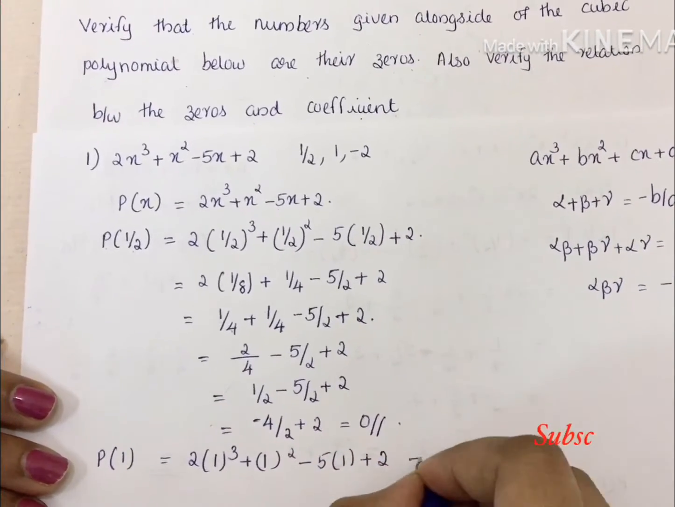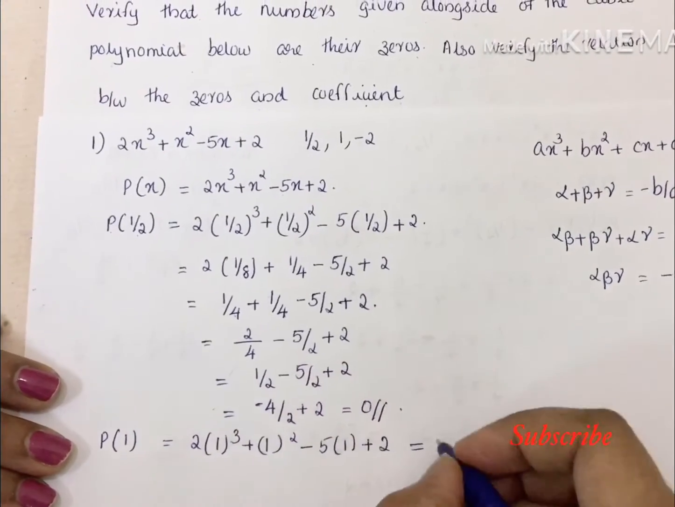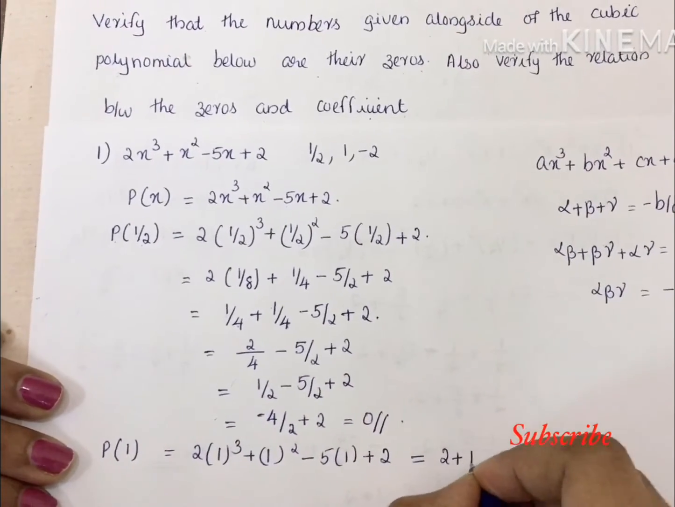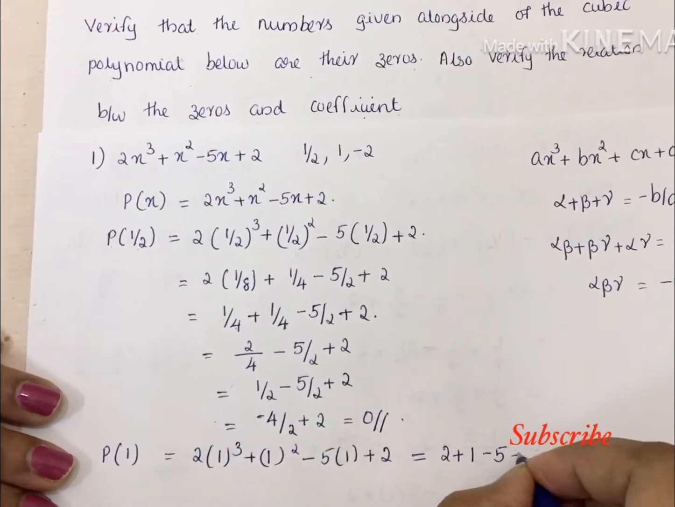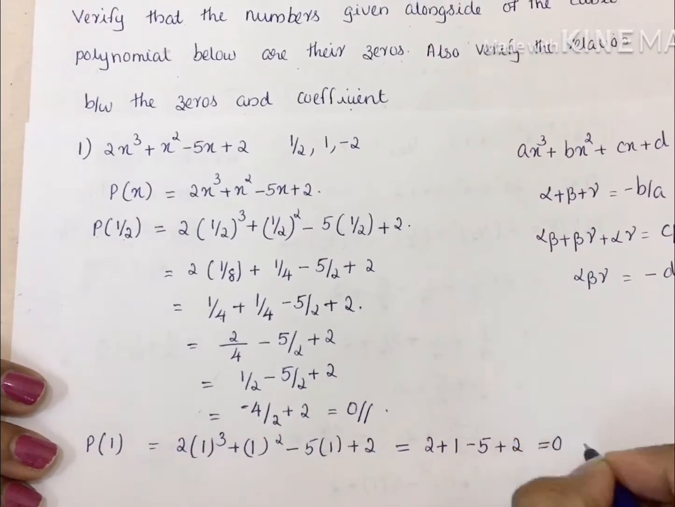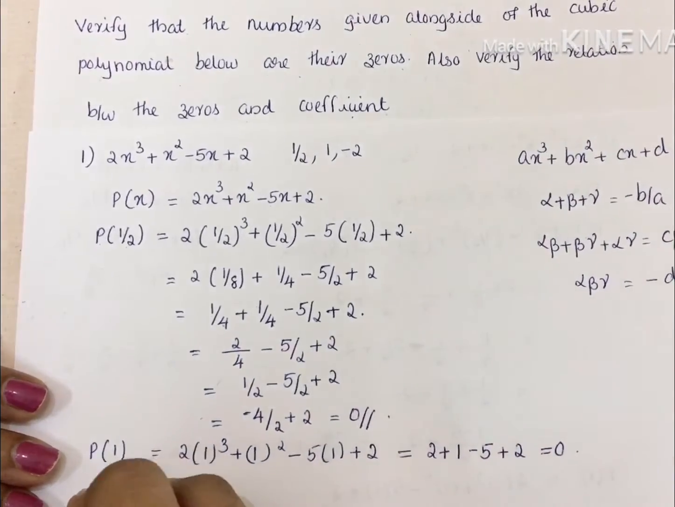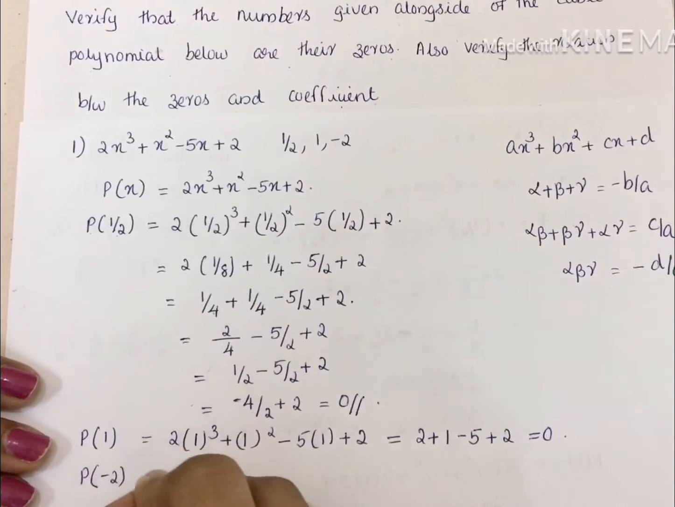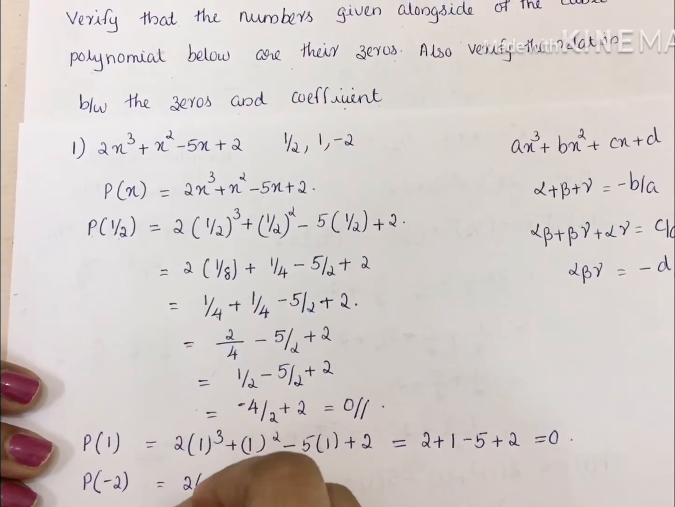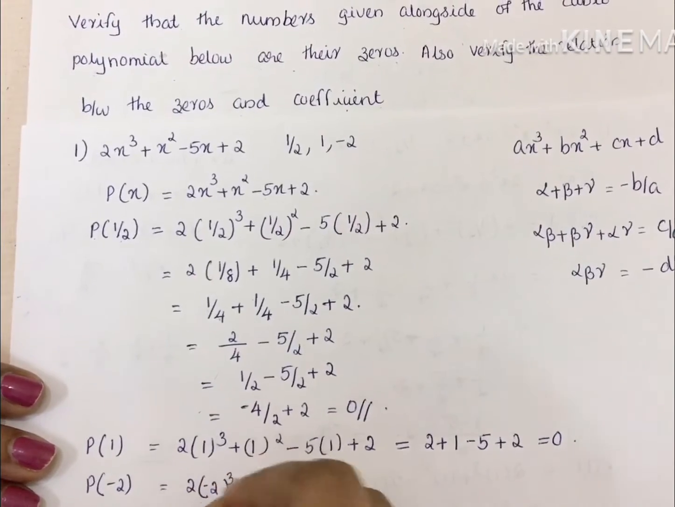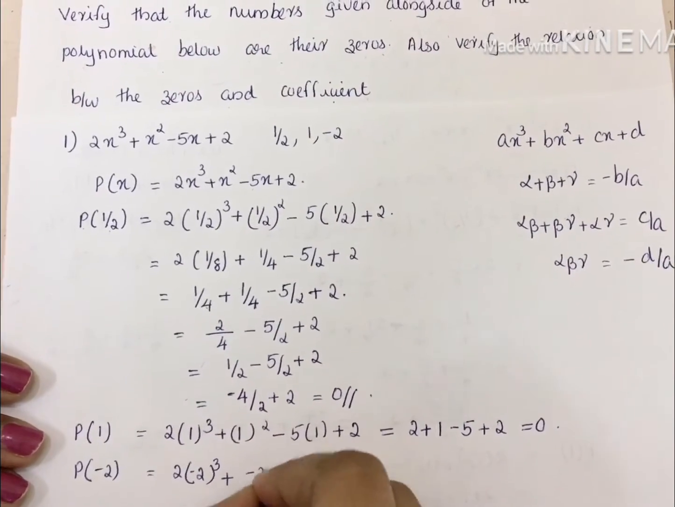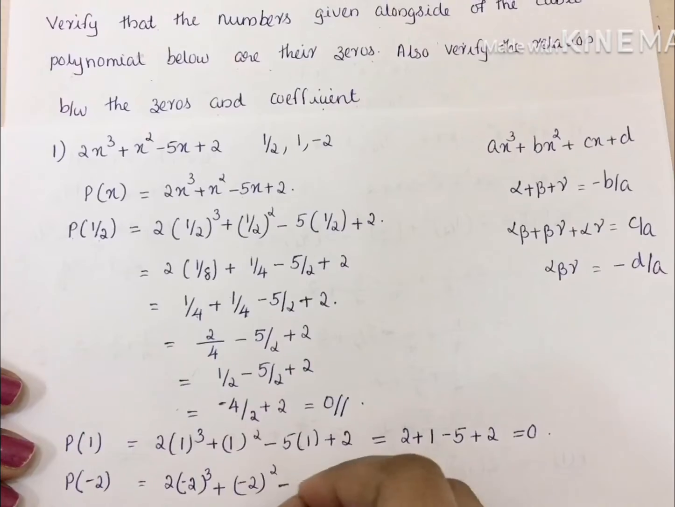Similarly, p of 1 is equal to 2 into 1 cube plus 1 square minus 5 into 1 plus 2, which is 2 plus 1 minus 5 plus 2, equal to 0.